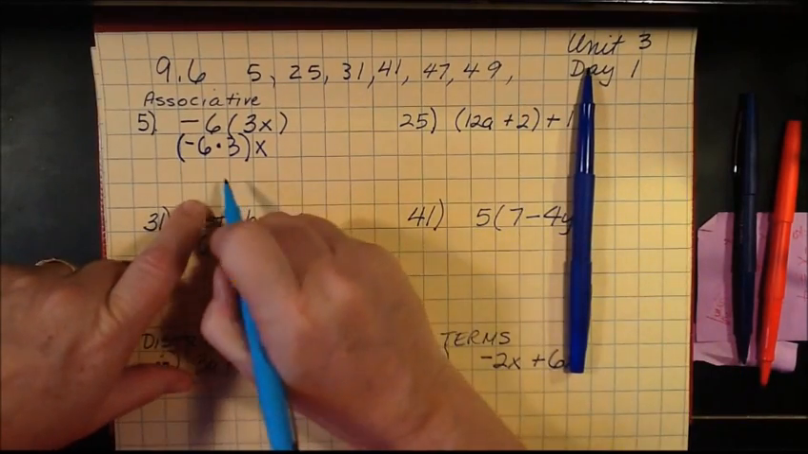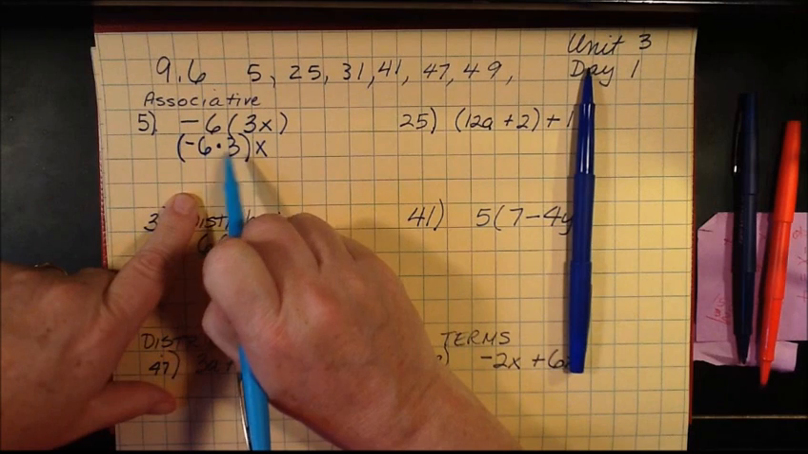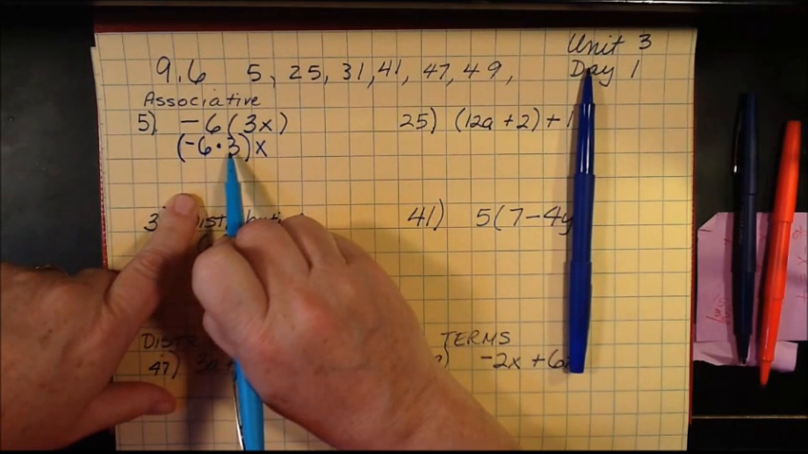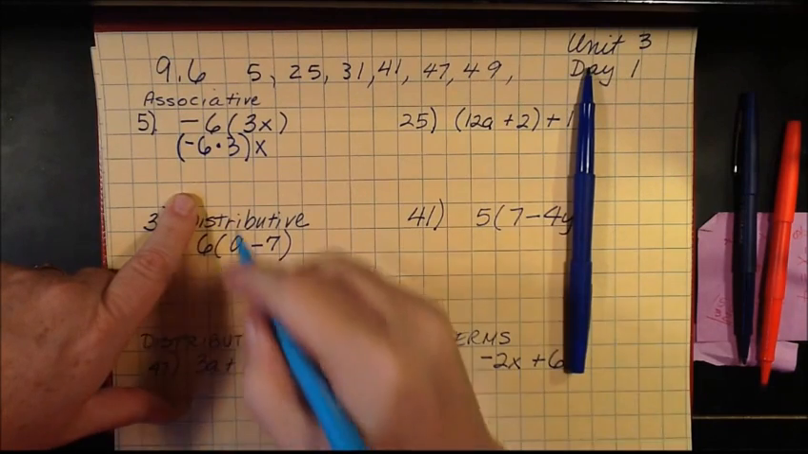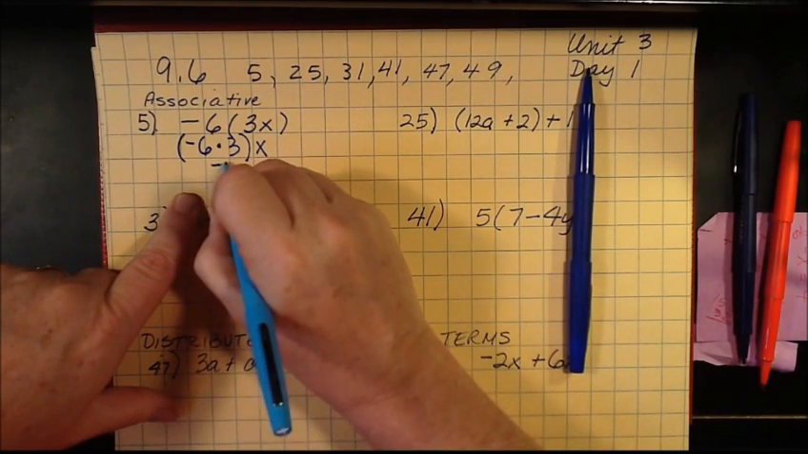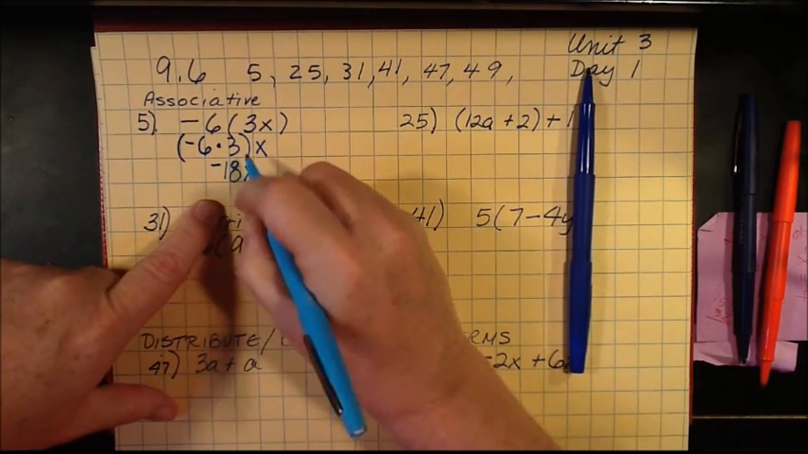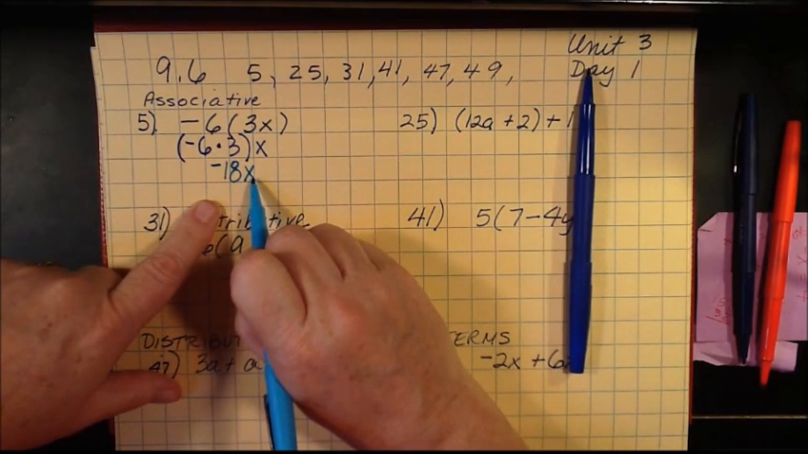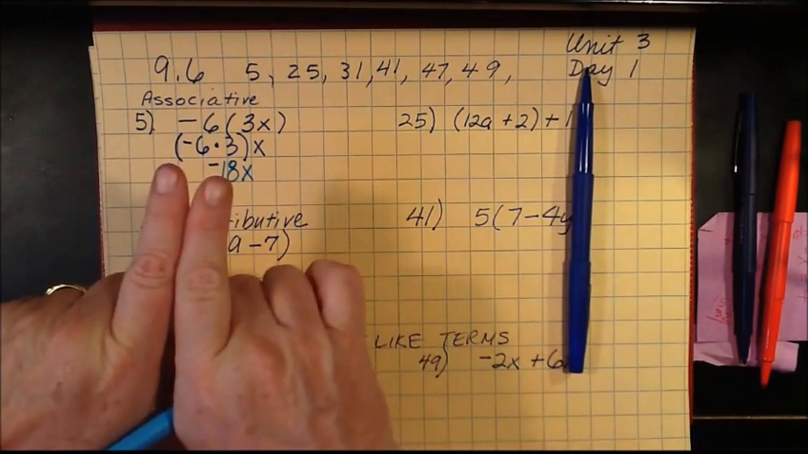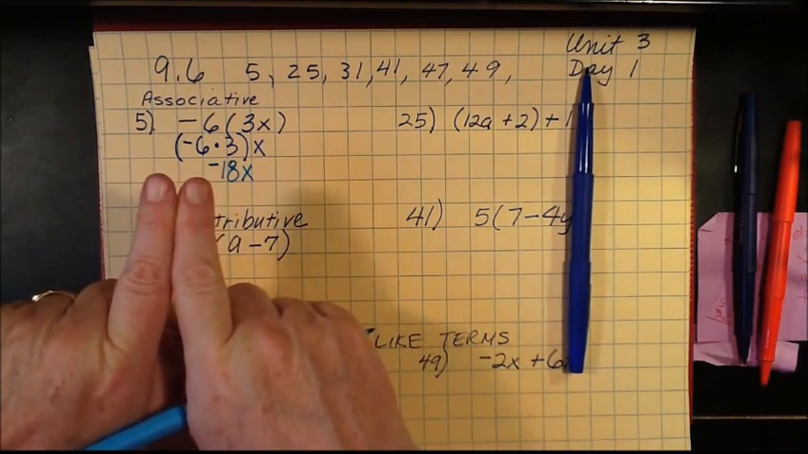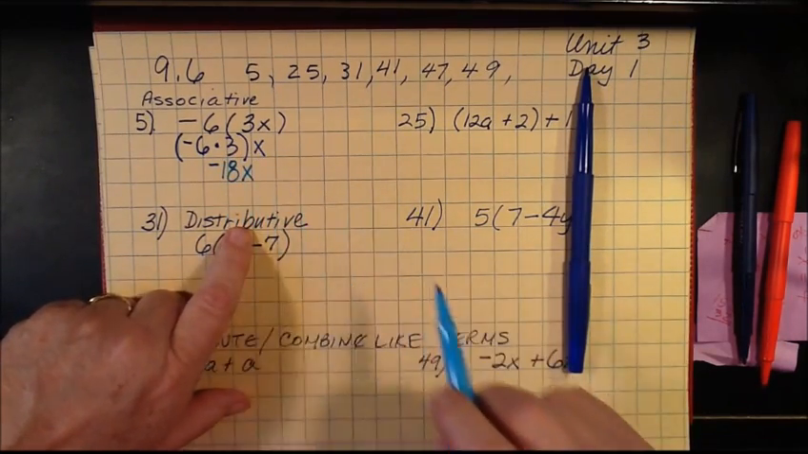So here you know from our friend PEMDAS that we do what's inside the parentheses first. So negative 6 times 3 is negative 18, because a negative times a positive is still a negative. So negative 18 times x. And remember, if I'm multiplying with a variable, I don't have to put an operator in between. If they're right next to each other, that means you multiply. So again, that's the associative property. I've just changed how it was grouped.